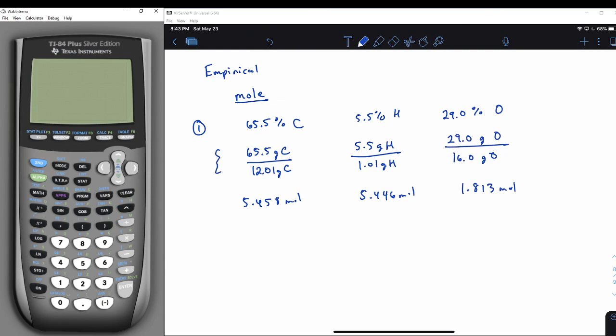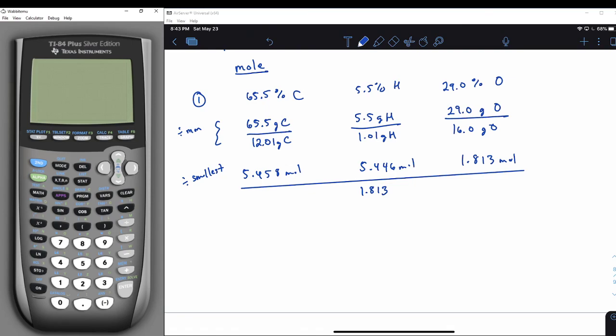So the first thing you do is divide by the molar mass. The second thing you do is divide by the smallest number. So we divide them all by 1.813 because we're trying to find a ratio between all these elements. And so we end up getting approximately 3, 3, and 1. So our empirical formula is C3H3O1. You don't have to write the 1. I'm just writing it there just to make sure that you see where that came from.